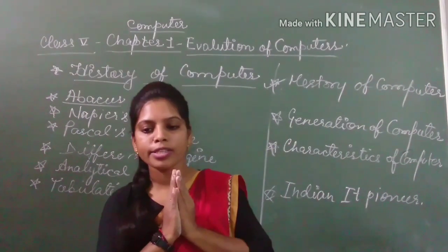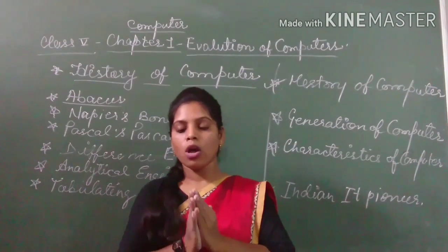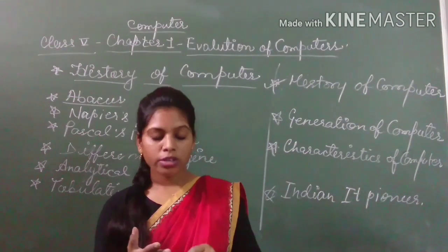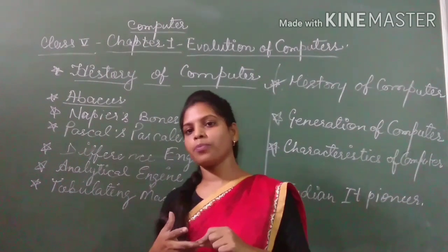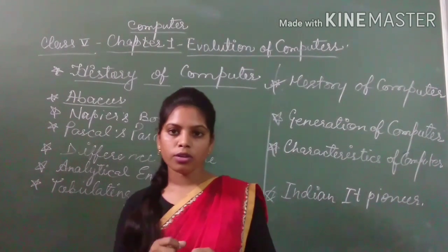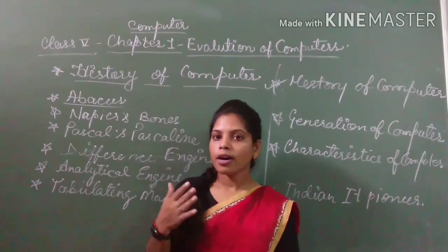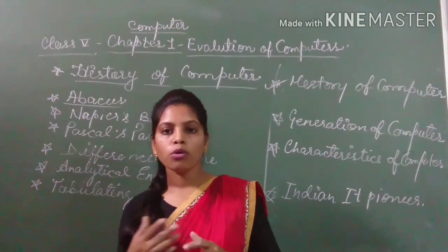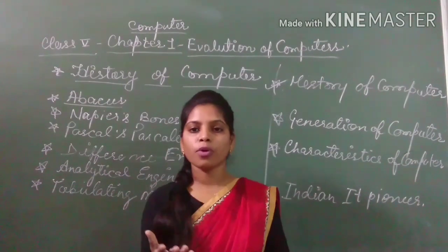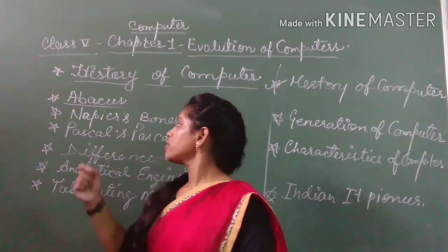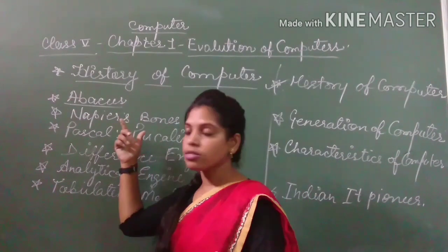And these computers are the best examples of computer, which are desktop computer, laptop computer and tablet computer. And in today's time, we are using a smartphone that is also like a computer, through which we can also do all types of computerized work. Let's learn about the history of computer. First of all, we will discuss abacus.